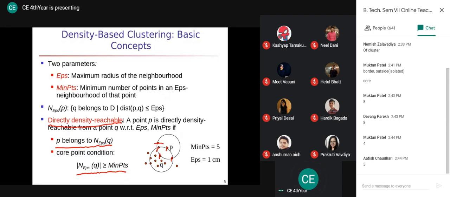Fine. And if we just simplify this definition rather than writing it in this complex form, simply whenever you consider any point, if it is a core point, then in the boundary, or you can say in the neighborhood of that core point, whichever other points are there, that you can say are directly density reachable from the selected point. Is it fine?